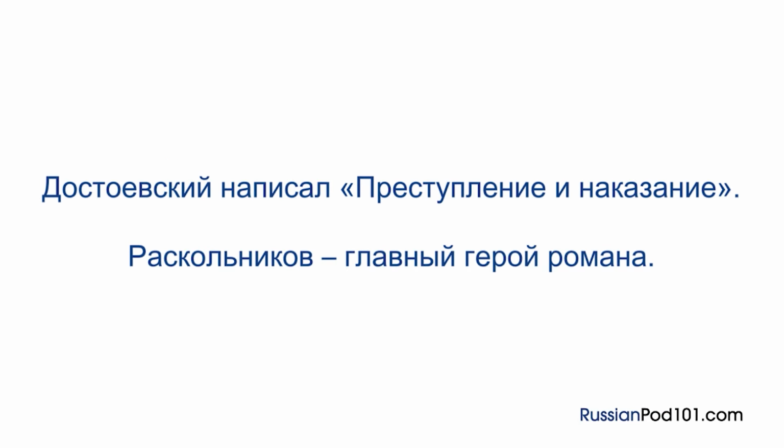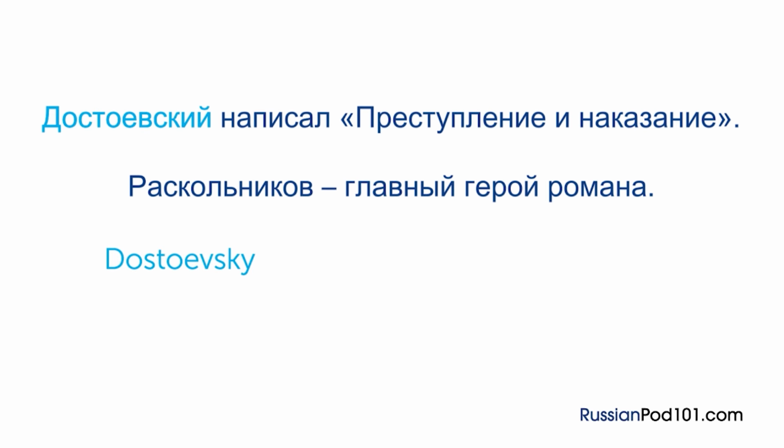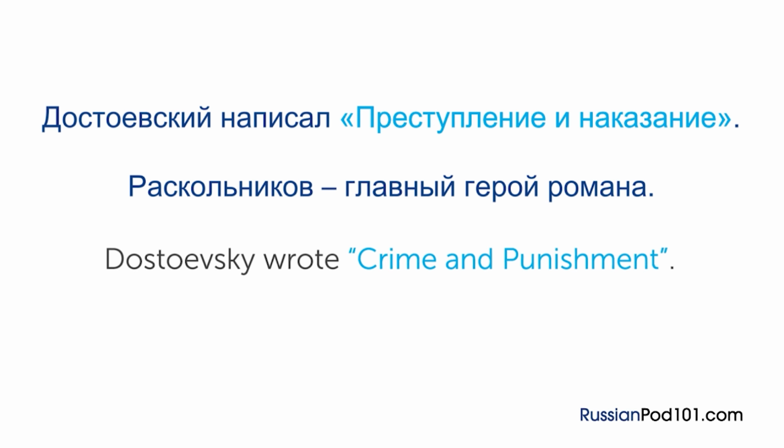Here's one final example. Достоевский написал «Преступление и наказание». Раскольников – главный герой романа. Here we see both the em dash and the unusual angled brackets. In the first line, hopefully you were able to pronounce and recognize that Dostoevsky is the famous Russian novelist, Dostoevsky. The next word is написал, which means wrote. And finally, «Преступление и наказание», his famous novel, Crime and Punishment. Because it's the name of the novel, we surround it with angled brackets.